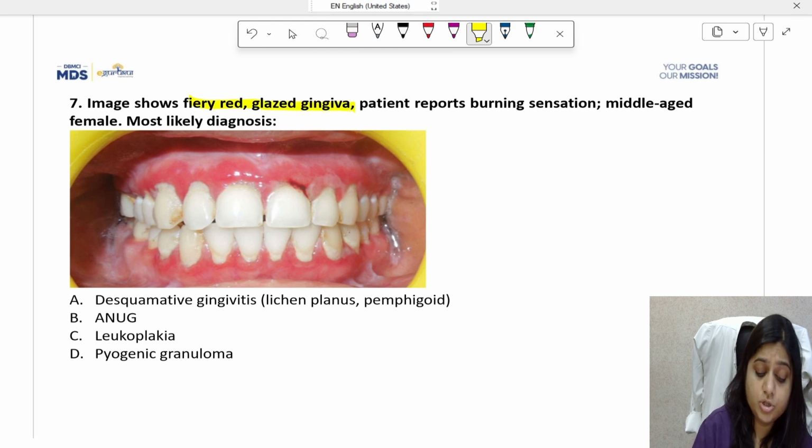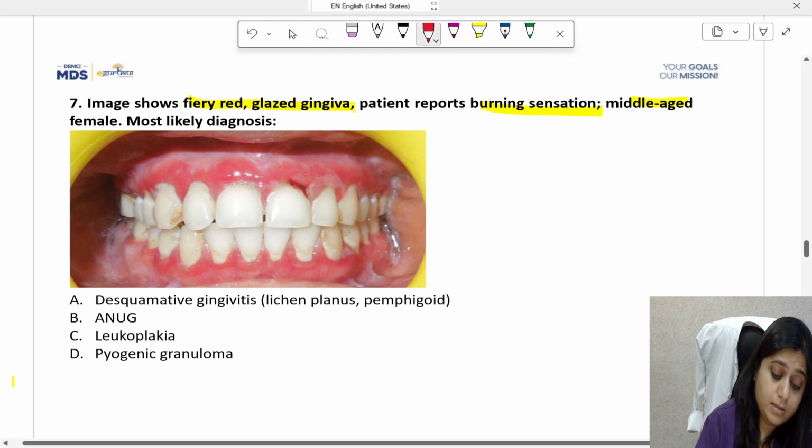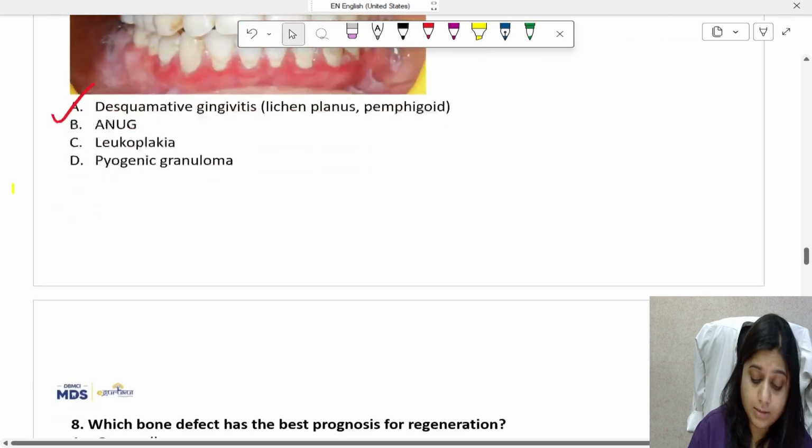Fiery red glazed gingiva. Patient reports burning sensation. Middle-aged female, most likely diagnosis? Option A is desquamative gingivitis, option B is NUG, option C is leukoplakia, and option D is pyogenic granuloma. This is absolutely not a pyogenic granuloma. This is option A, which is desquamative gingivitis. The patient has some underlying skin condition.